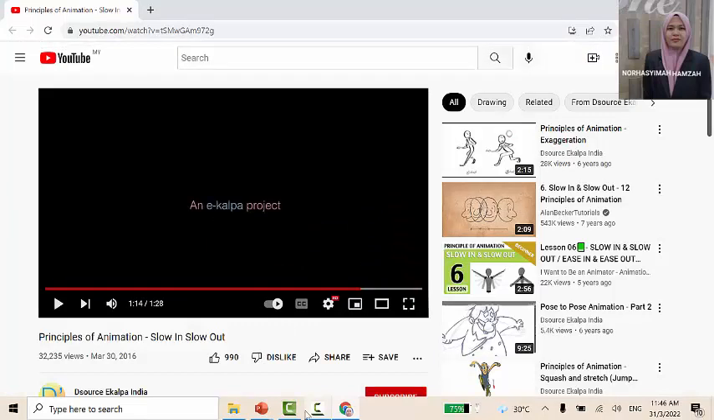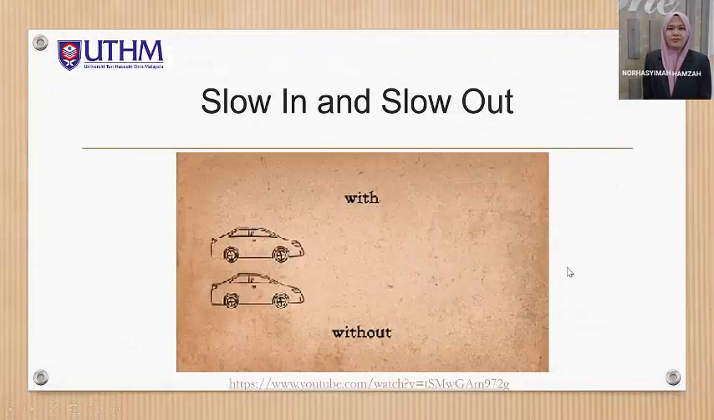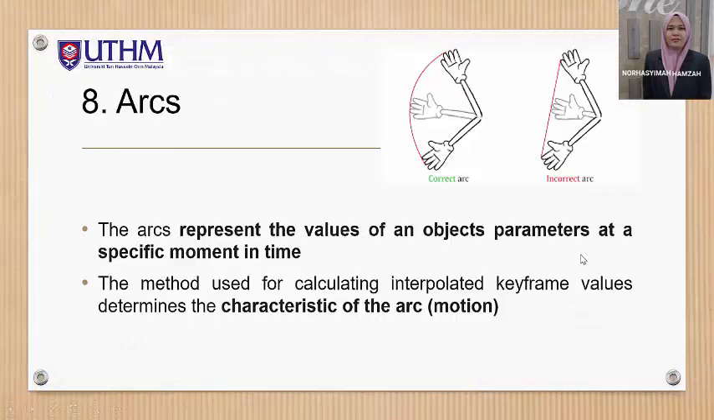Okay, jadi itu penggunaan prinsip slow in and slow out lah. Okay, kita pergi kepada next prinsip iaitu arcs ataupun lengkung. Di mana arcs ini kita nak menunjukkan objek itu dia normal lah. Maksudnya kalau kita tengok pergerakan ayunan tangan lah contohnya kan. Kalau ayunan tangan ni biasanya arcs yang betul dia lengkung lah, dia bukan garis lurus.